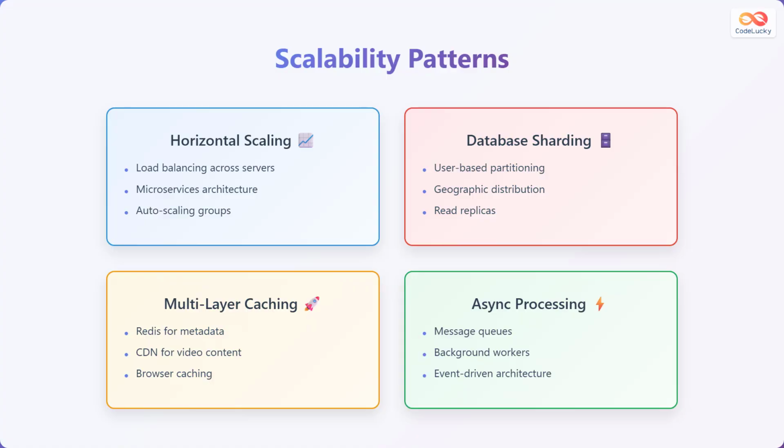Now let's cover scalability patterns. There are several different approaches to scaling a video streaming system. First, we have horizontal scaling, which involves load balancing across servers, adopting a microservices architecture, and using auto-scaling groups. Second, there is database sharding, which includes user-based partitioning, geographic distribution, and read replicas. Third, multi-layer caching employs Redis for metadata, a CDN for video content, and browser caching. Finally, asynchronous processing utilizes message queues, background workers, and an event-driven architecture.